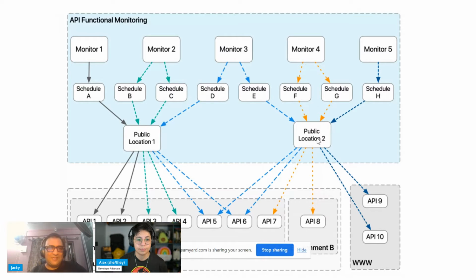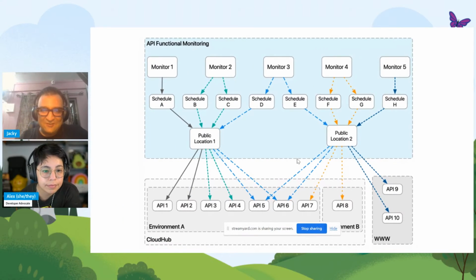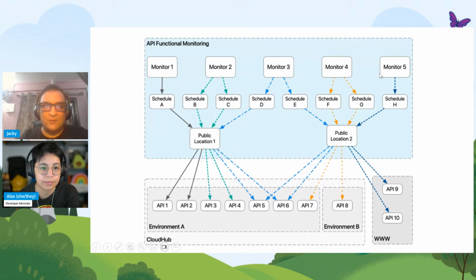So this is a diagram I just picked from the MuleSoft documentation. Let me show. You can configure multiple monitors. This diagram shows how we can monitor a public endpoint using the public location. The public location is pre-configured and provided by MuleSoft, and these are shared locations. You can configure multiple monitors, and each monitor can have one or more schedulers. So you have monitor one, monitor two, monitor three, monitor four, monitor five.